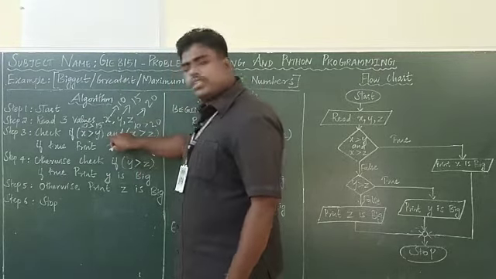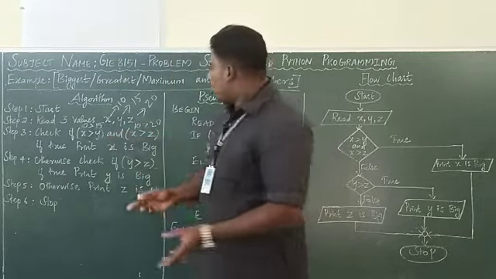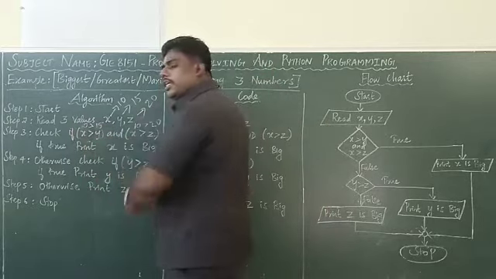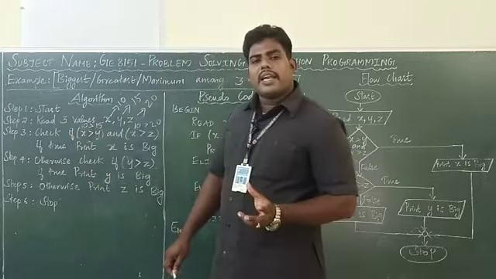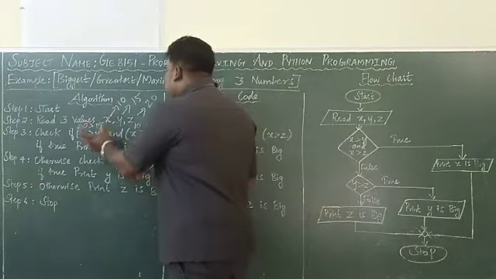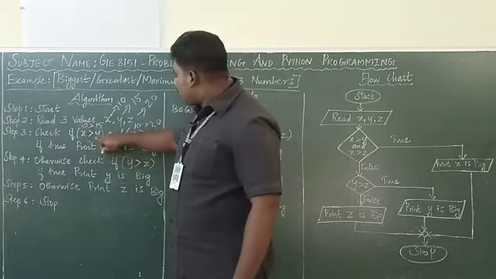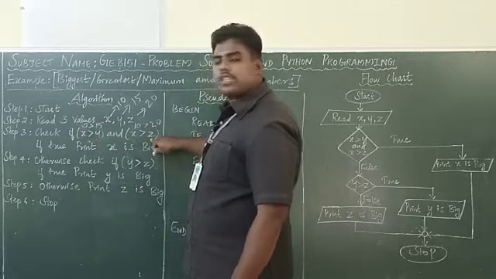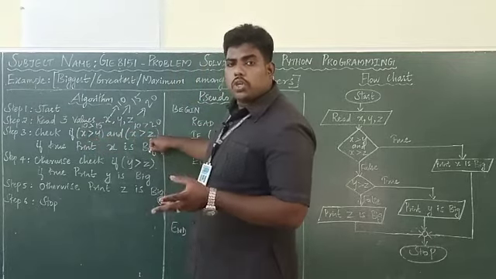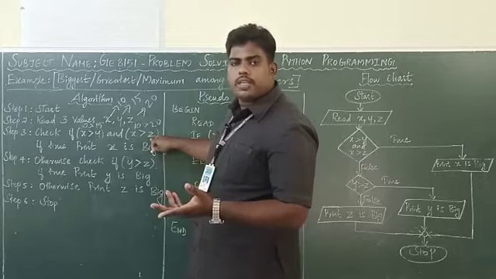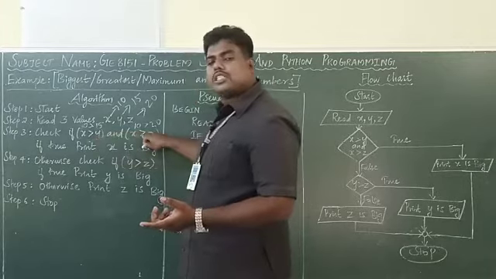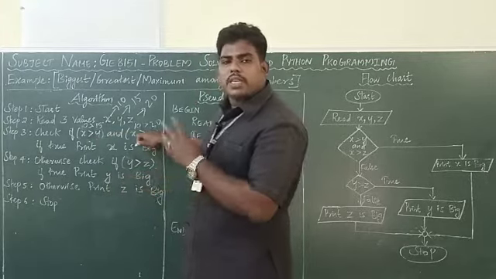What does this and denote? And denotes that both conditions must be true. It's a logical operator. This condition must be true, and this condition must also be true. Then only the whole condition is true. If any one of the conditions is false, the whole if will be false.